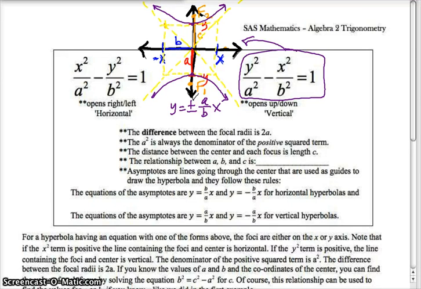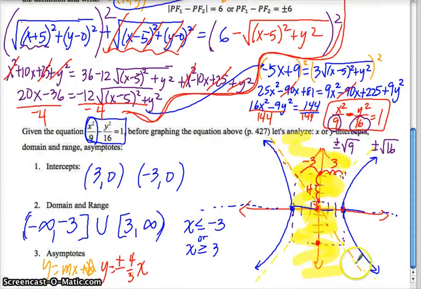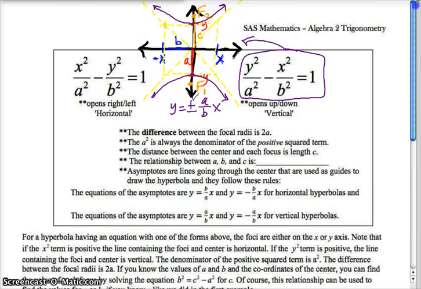Okay, so on the first page, we made a parabola that was opening right or left down here. In this one up here, I drew one that's opening up and down. So I drew the second one. If y squared is first, that's the positive term, and the x squared term is negative, then your hyperbola is going to open up and down.